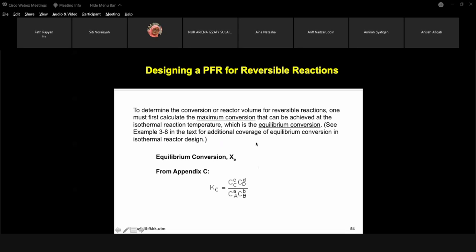Okay, this is another example. Designing a PFR for a reversible reaction. To determine the conversion X or reactor volume V for a reversible reaction, one must first calculate the maximum conversion. Maximum conversion is Xe, X at equilibrium, that can be achieved at the isothermal reaction temperature. We call it the equilibrium conversion, or Xe.